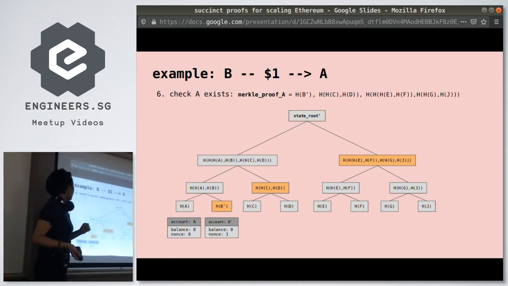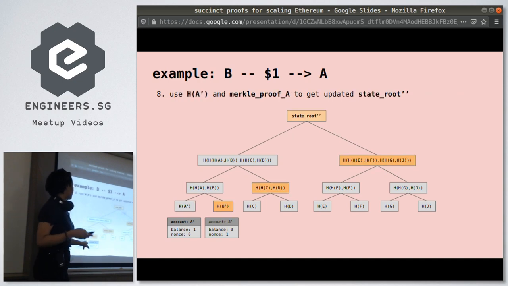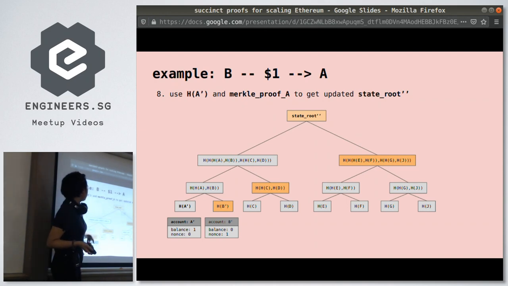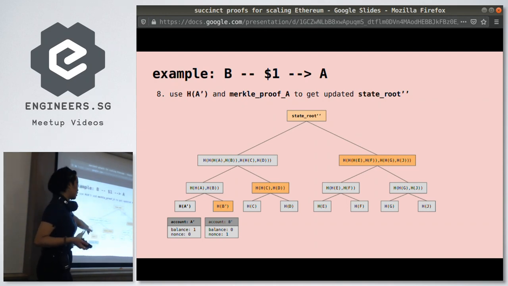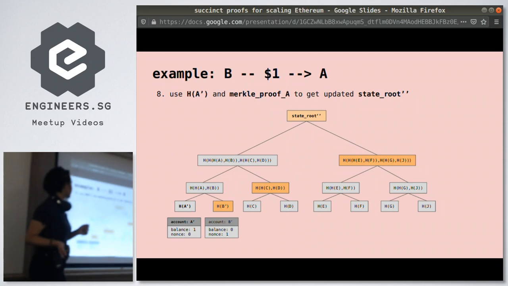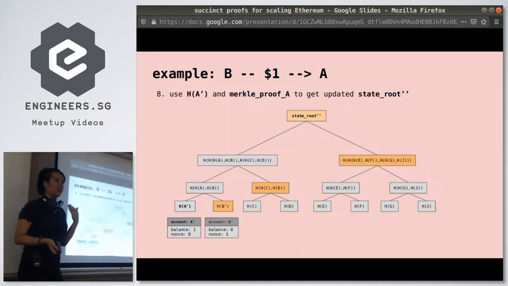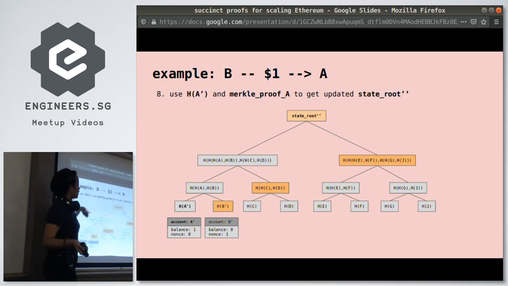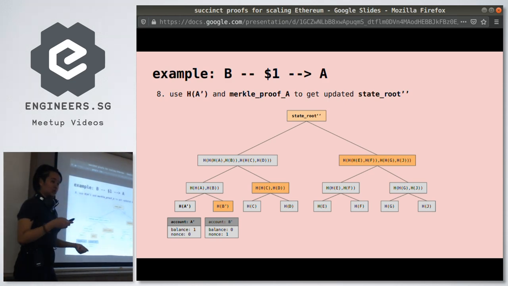And then we need to basically do the same thing for Alice, and I will not bore you with that, it's exactly the same thing. We check Alice exists, we update Alice's account, and then once again we use Alice's Merkle proof to update the state root one more time. So we've done two updates of the state root. That's one transaction from Bob to Alice, and the operator can perform an arbitrary number of transactions like this, and still get a constant size proof.